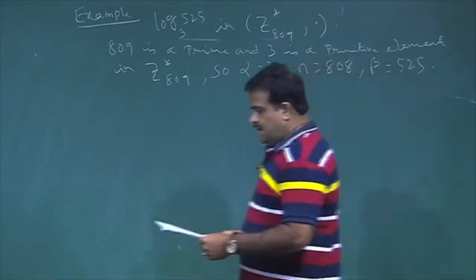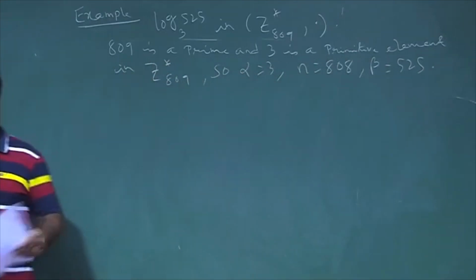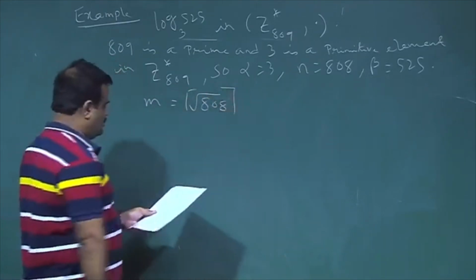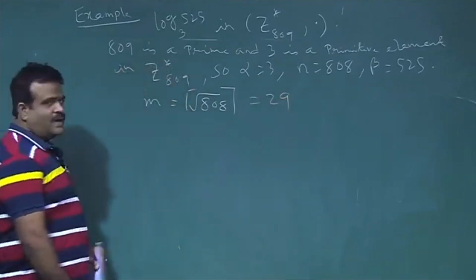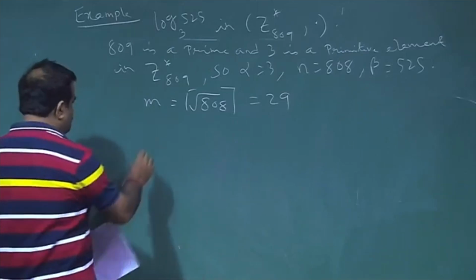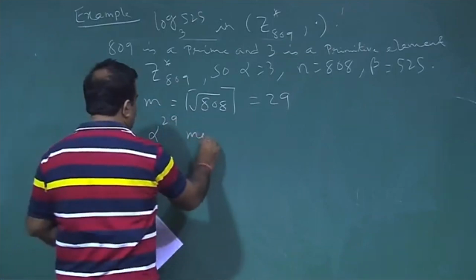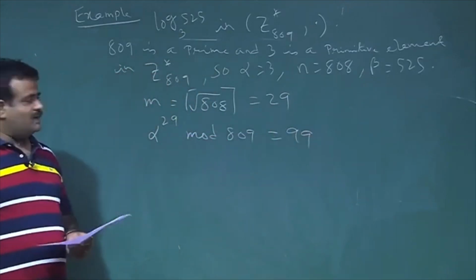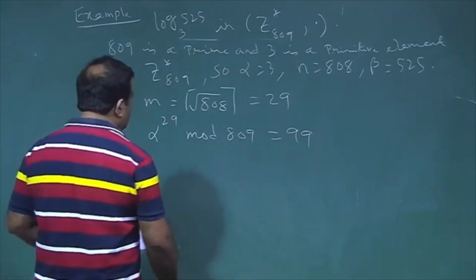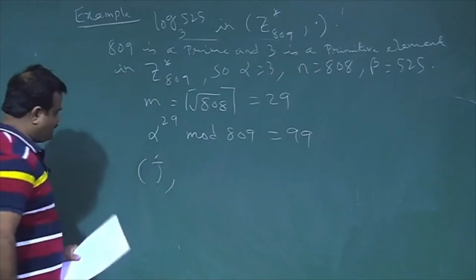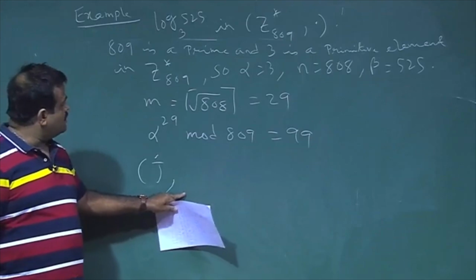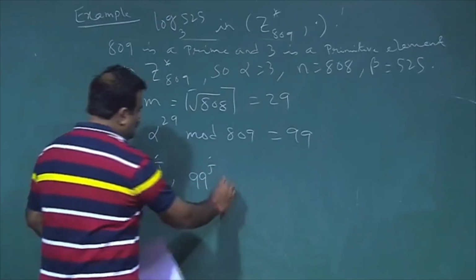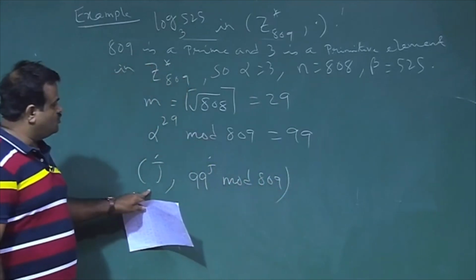So, we need to find out A. We will just run the baby-step giant-step algorithm. For that we take m, which is basically the ceiling of the square root of n, that is, of 808. This will give us the value 29. We compute alpha to the power m, because we have to compute alpha to the power m to the power j. So, alpha to the power 29 mod 809 will give us 99. Now we first prepare the list L1. To prepare the list L1 we have to calculate the pairs j comma alpha to the power m into j, basically 99 to the power j mod 809. These are the values which will be stored in L1.